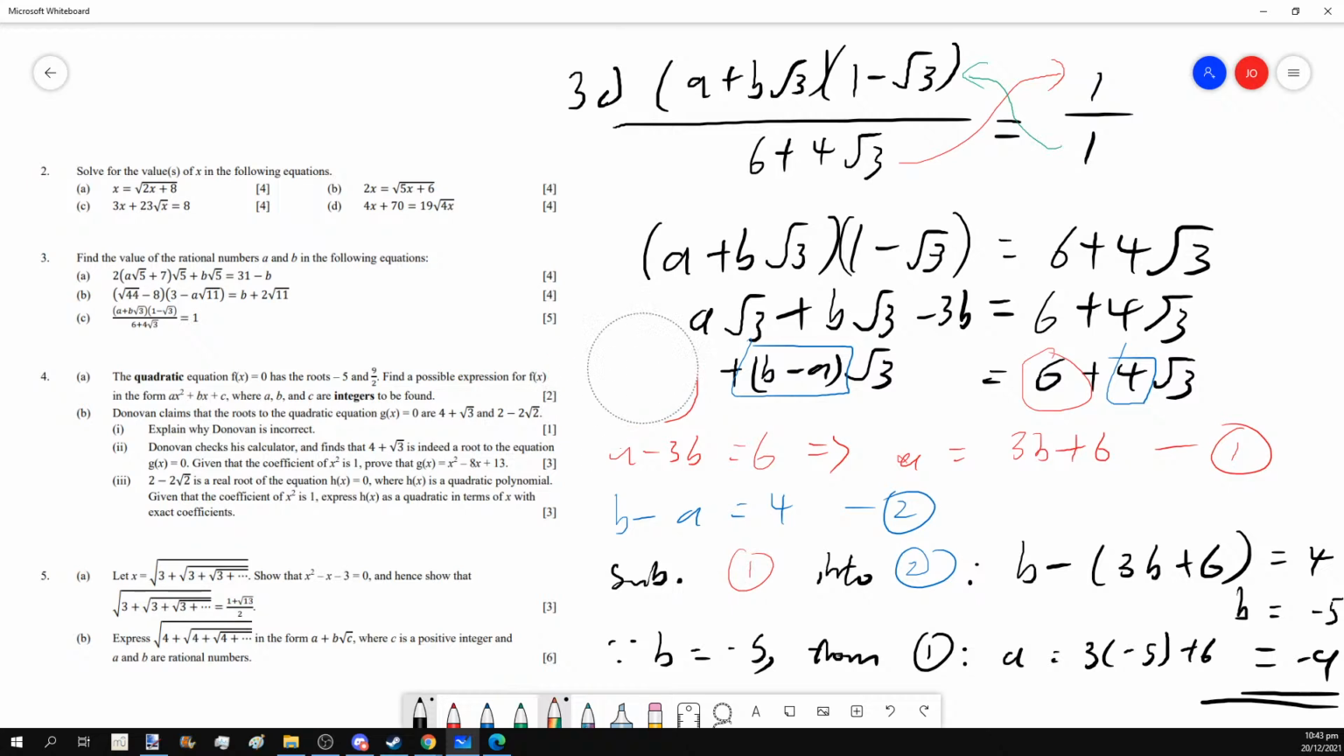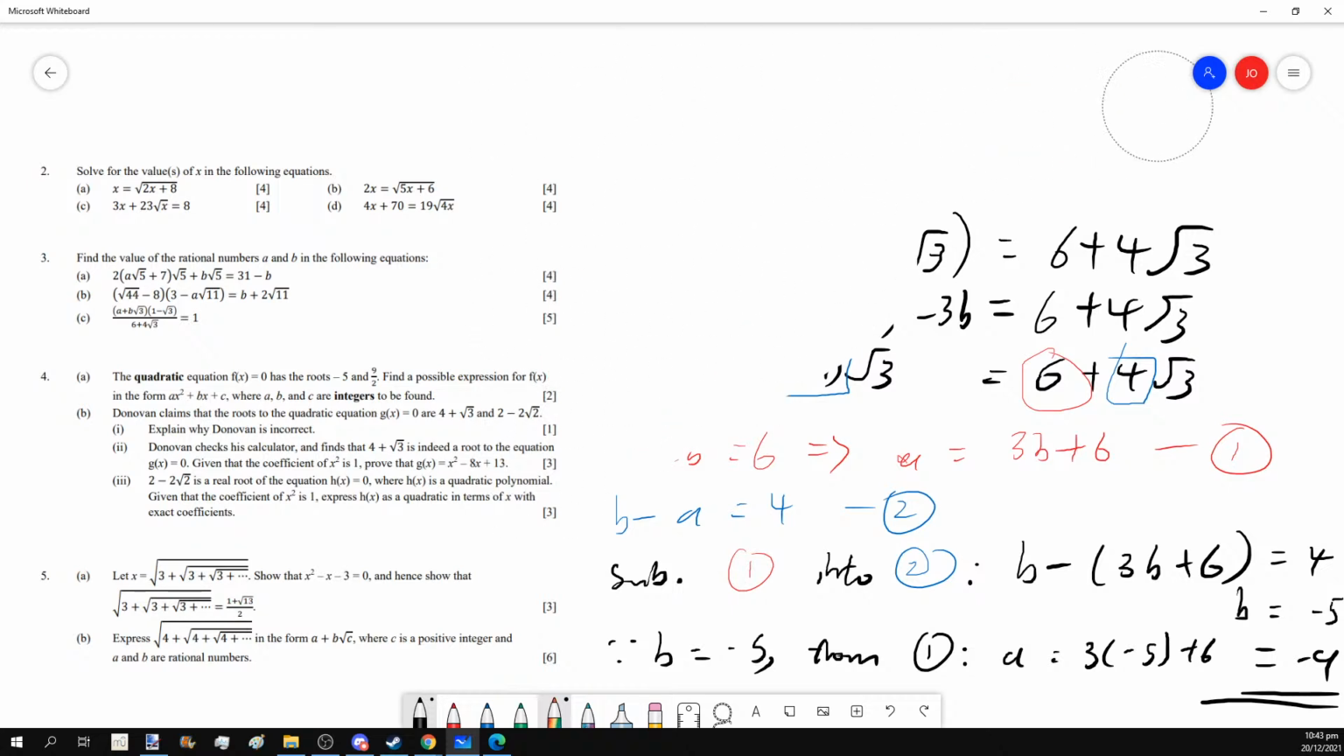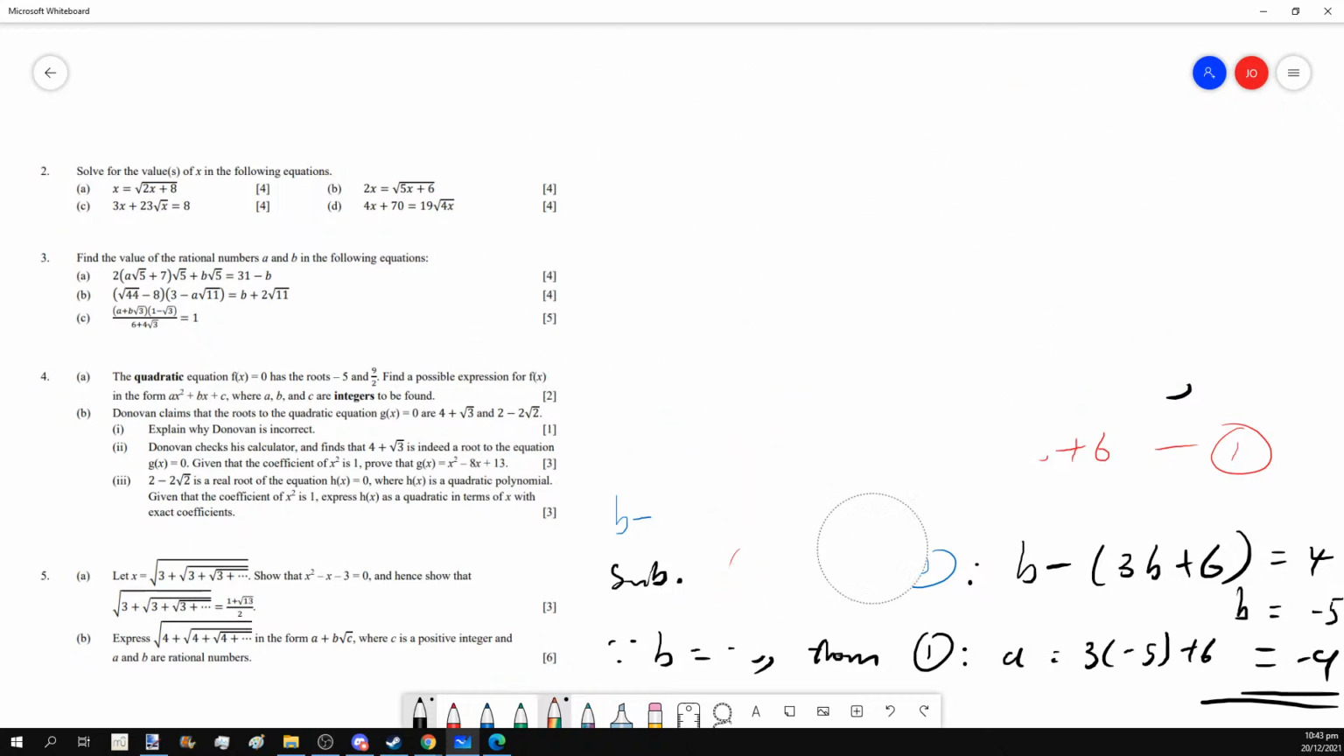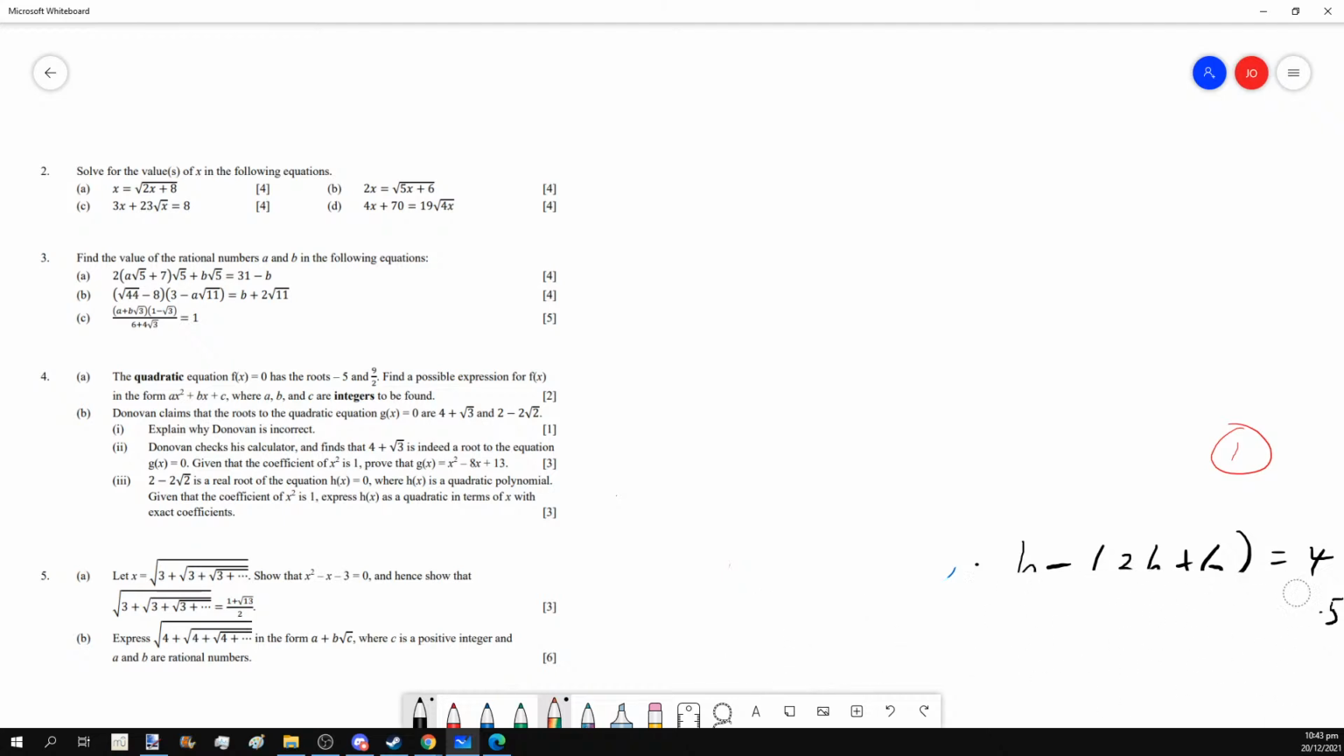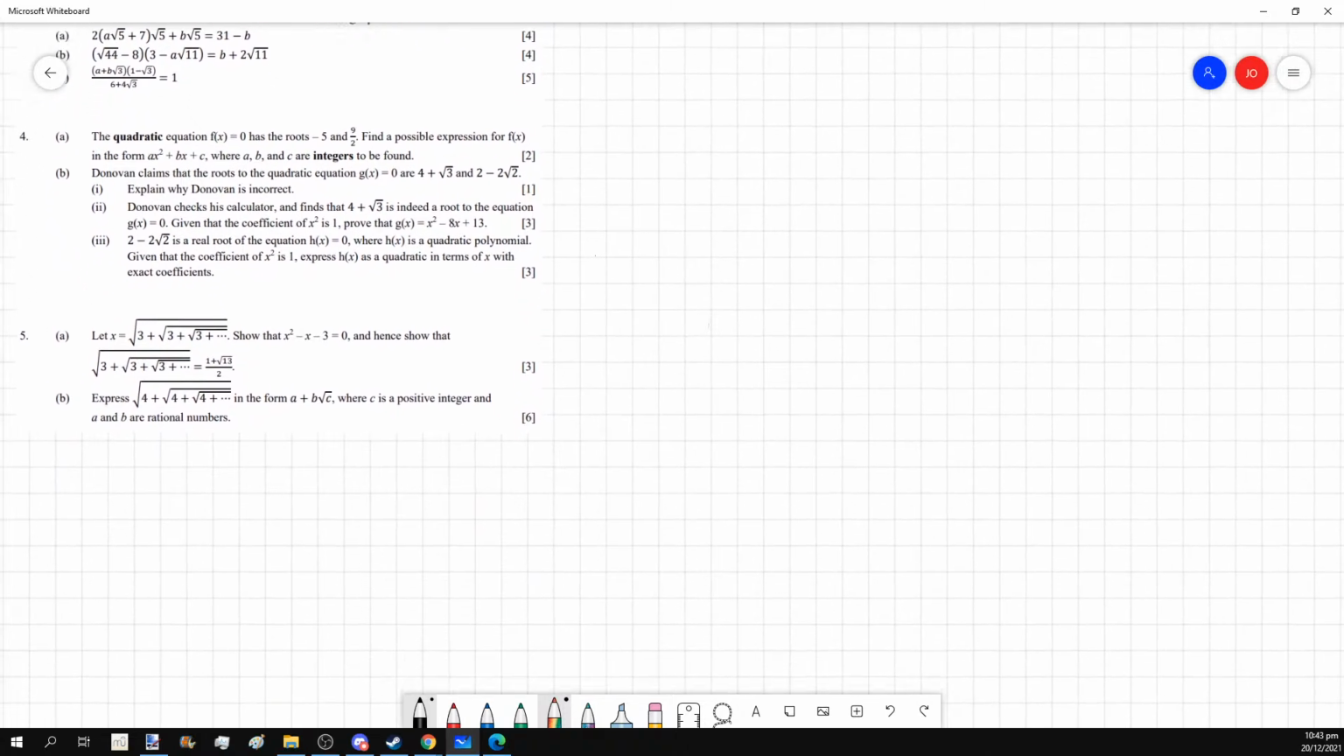Right? So every now and then, the question will devolve into a simultaneous. Feel free to use your standard techniques of elimination or substitution. As always, I will espouse substitution as the better method. Now, question 4 and 5 are a little more interesting.